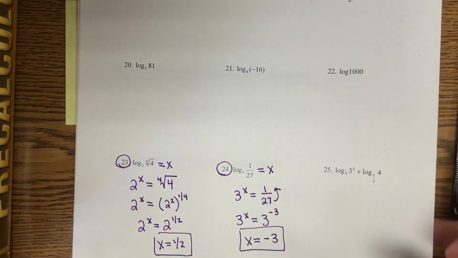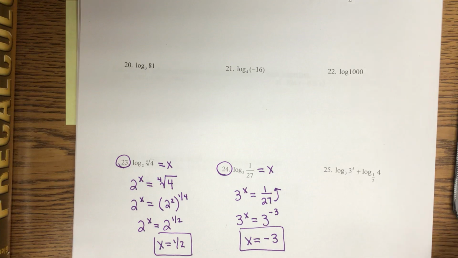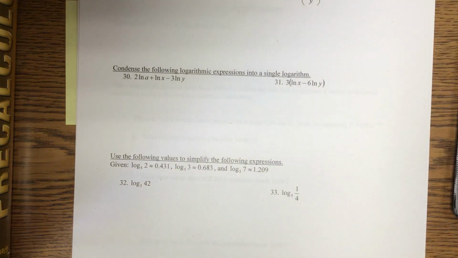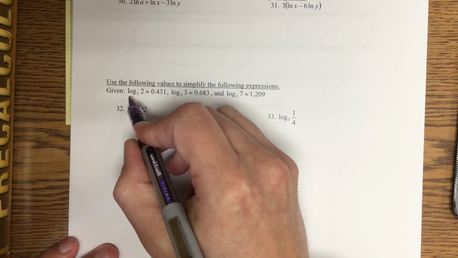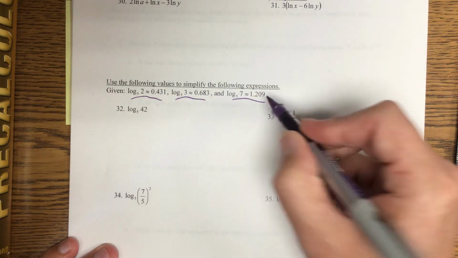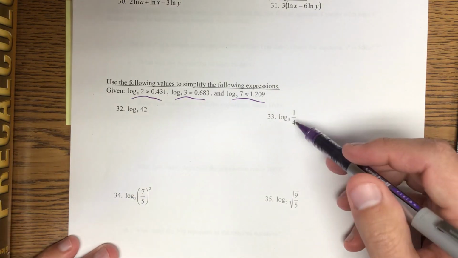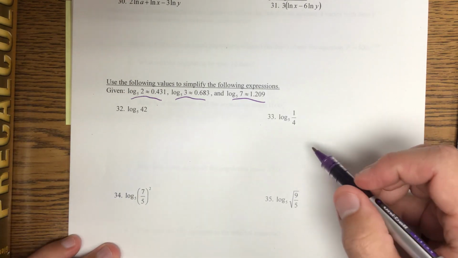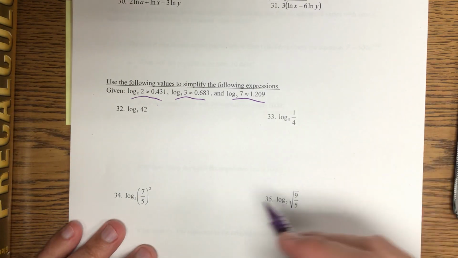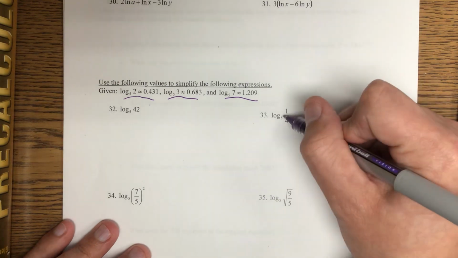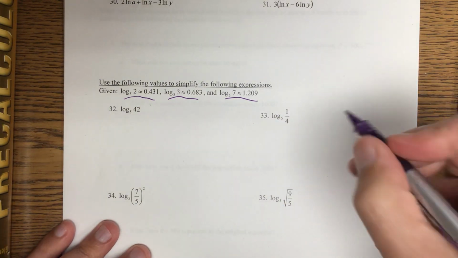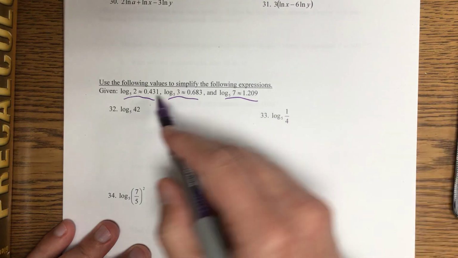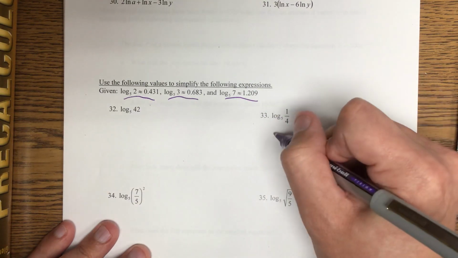The last part here that I want to show you is at the very end of this review guide, problems 32 through 35, using given values of logs to maybe answer questions about logs that we can't do by hand. So number 33, I have the log base 5 of 1/4. I can't type that into my calculator. I can't do that by hand. So I'm going to rewrite 1/4 using these numbers up here.